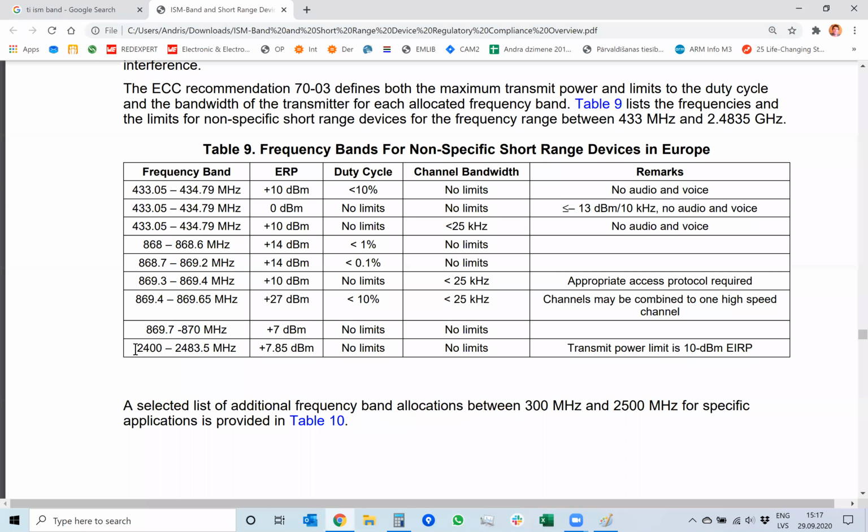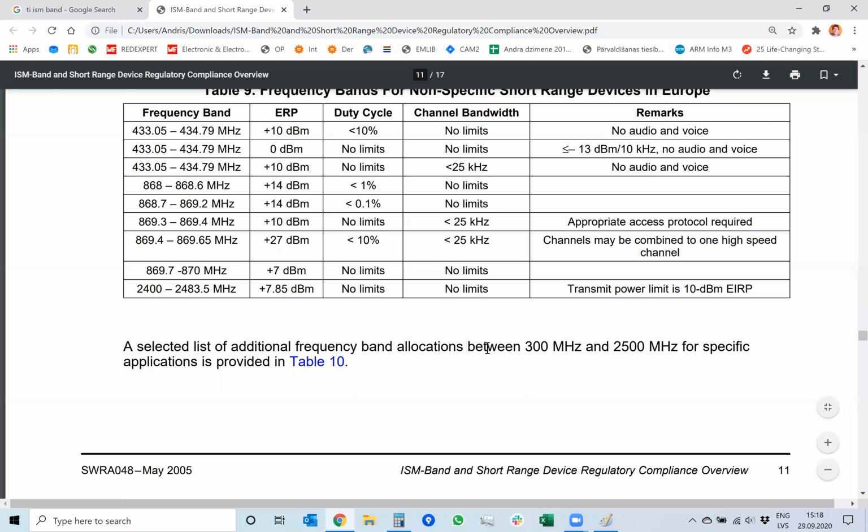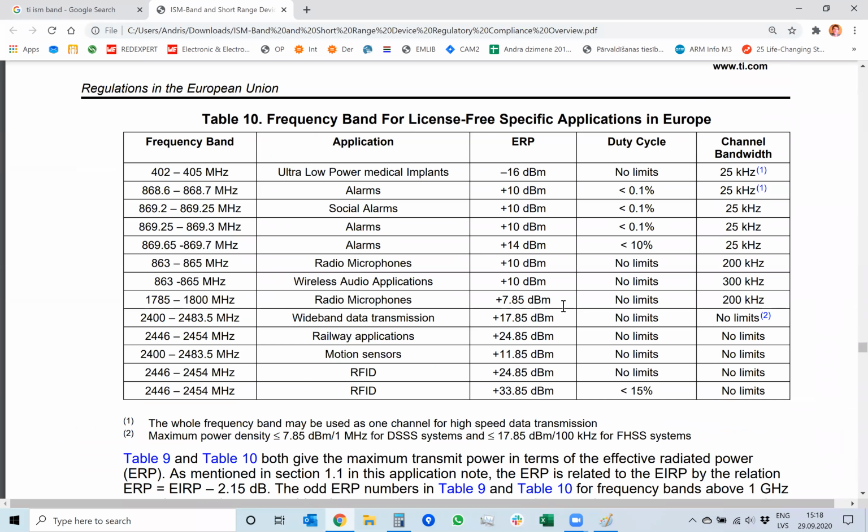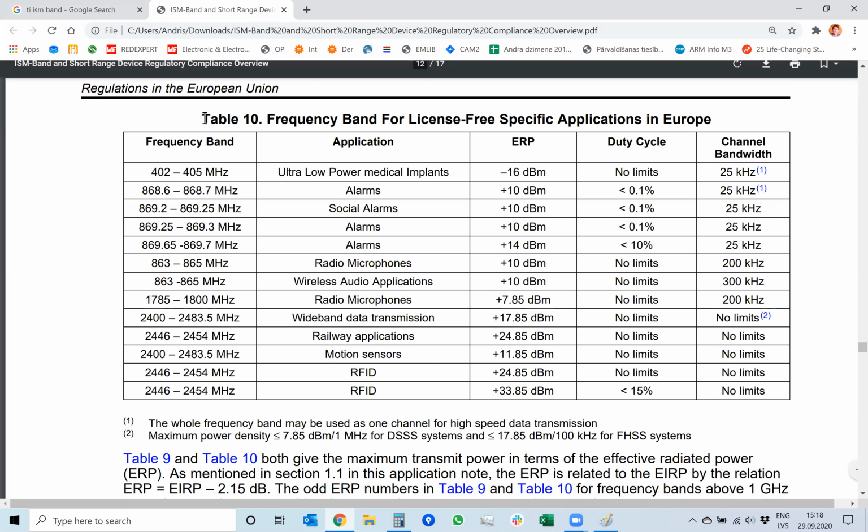And here you have, for example, the 2.4 gigahertz band. You can set it to avoid interference with Wi-Fi and Bluetooth. You can make your own proprietary communication method, but it has to be more silent. It has to be only 7.85 dBm. So you can choose the frequency and just configure your settings in such a way that it doesn't go outside of the system.